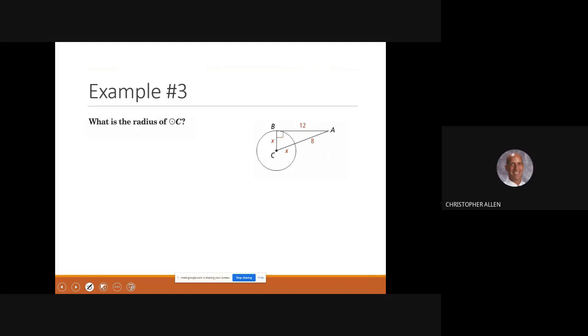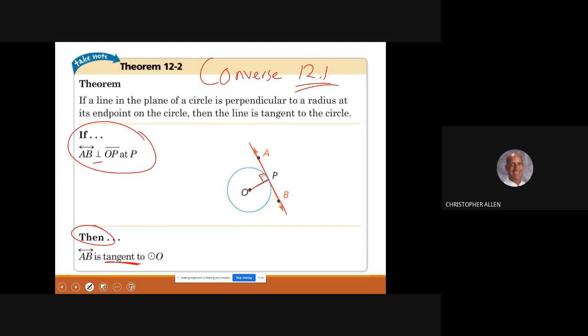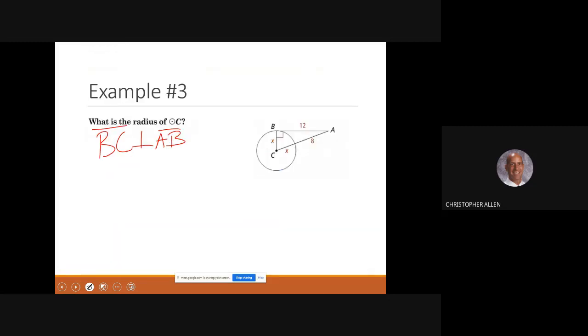What do you guys notice about segment BC and segment AB? What do you notice about them? They are perpendicular, right? If they are perpendicular, what can I conclude? It's got to be tangent. So therefore, AB is tangent. So that's important. That's good.